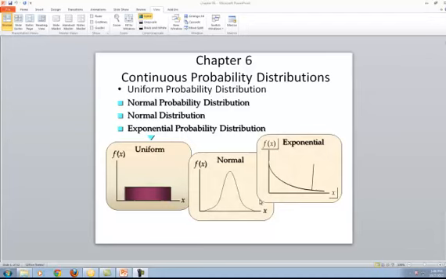Welcome back to Statistics. In Chapter 6, we will be dealing with continuous random variables, and there are three main probability distributions that we will be discussing, namely uniform, normal, and exponential. Let's first define what are continuous random variables.